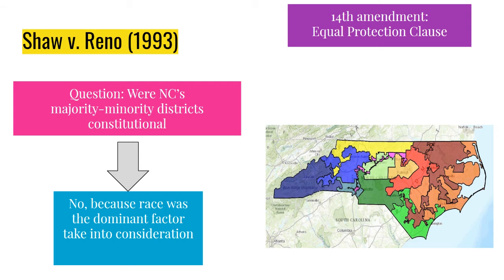Previously, the Supreme Court had ruled that race couldn't be taken into consideration to hurt the voting power of minority groups, and now they're even more narrowly focusing on it and saying that race can't be the dominant factor taken into consideration, even if the intention is a good one to help the voting power of minority groups. So race, as we talked about, even with affirmative action, can be a piece of the puzzle, but it can't be the predominant consideration when government is involved.